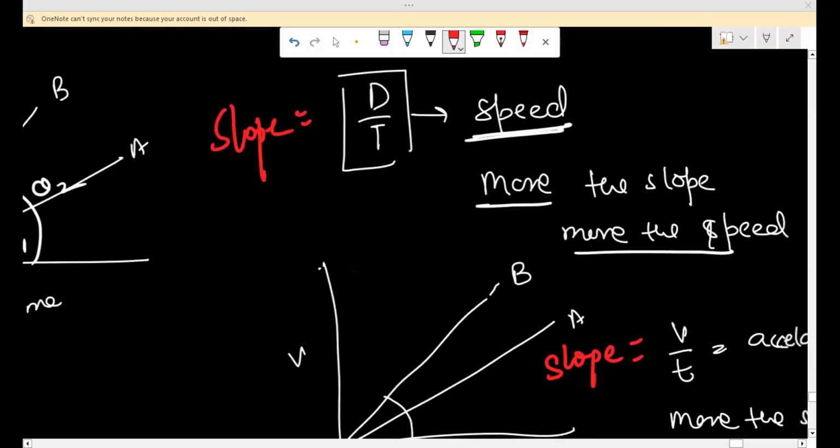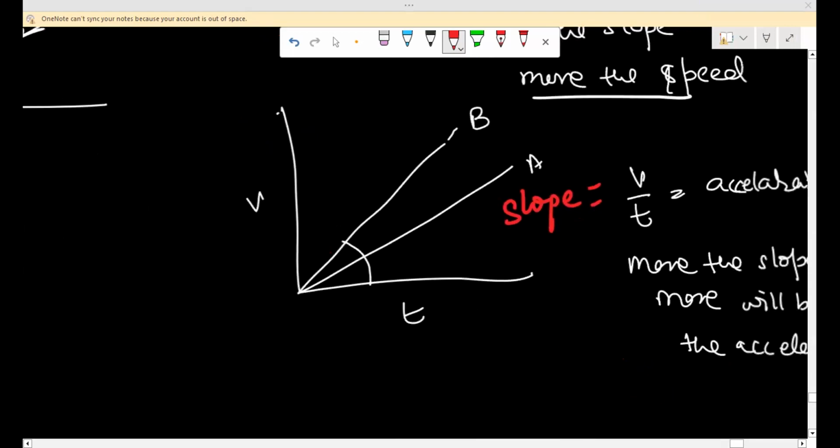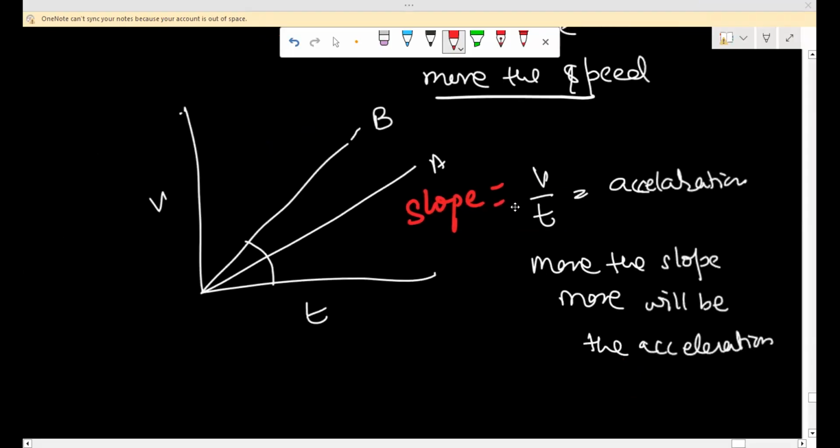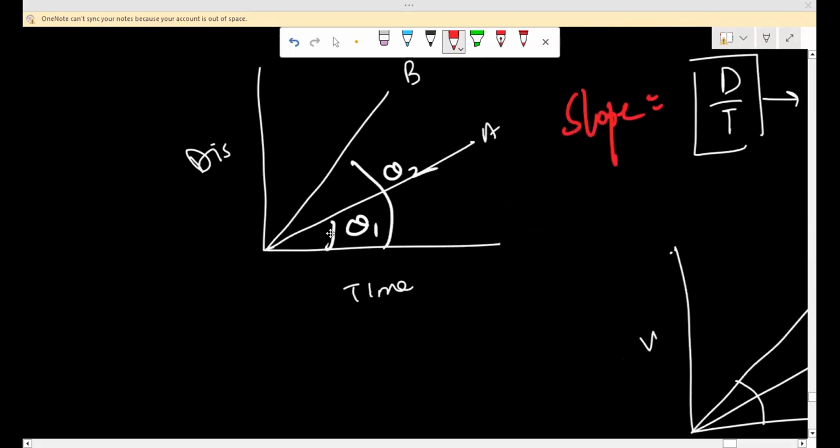All right. And in the velocity time graph, the slope gives us acceleration. Again, can you tell me which one is slower? Car A, because its theta is less. Excellent. So the slope is basically showing us the acceleration.